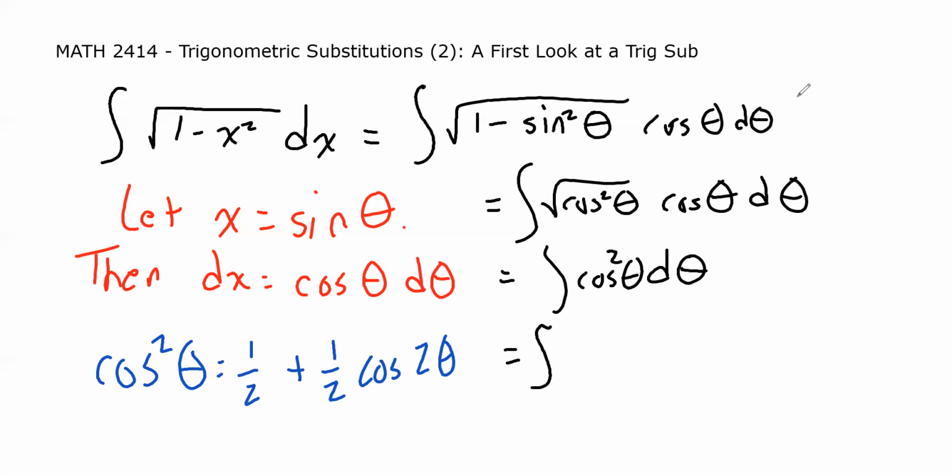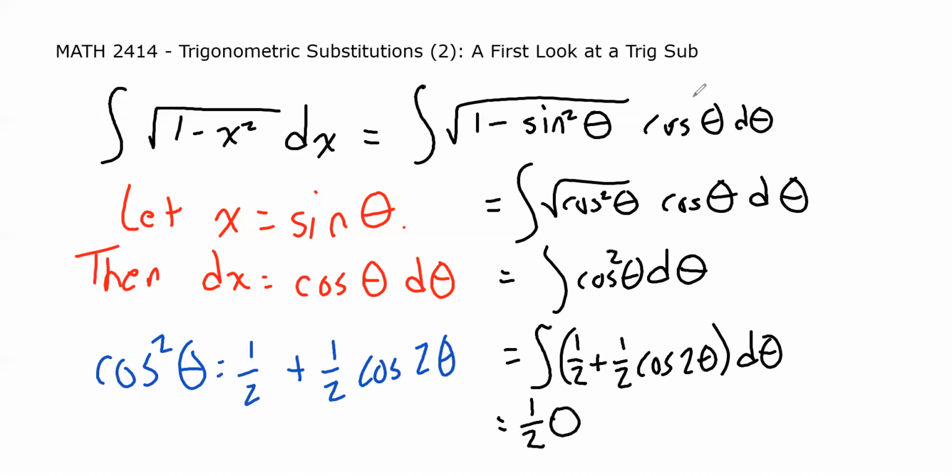So we can change the integrand to that. 1/2 plus 1/2 cosine of 2 theta d theta. And at this point, the function is now integrable. If we integrate it, the integral of 1/2 d theta is 1/2 theta. The integral of cosine is negative sine, but here's where you have to be careful.